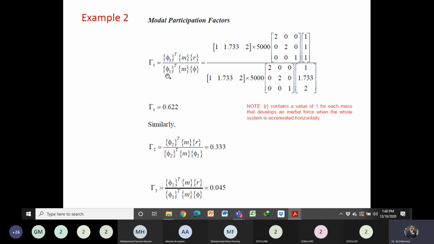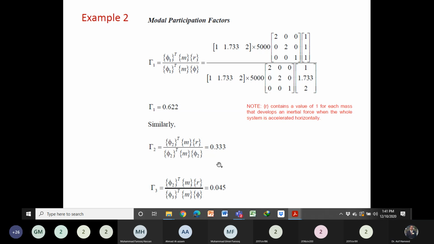Again, transpose of the modal vector for the first mode of vibration, mass matrix, modal vector for the first mode of vibration, you will multiply and divide, and this is the modal participation factor. Similarly, we can calculate the modal participation factor for the other modes of vibration, for the second mode and for the third mode. The only difference is that here we have phi 2, here we have phi 3.